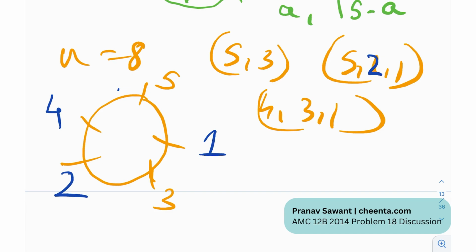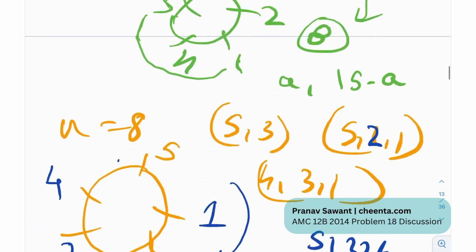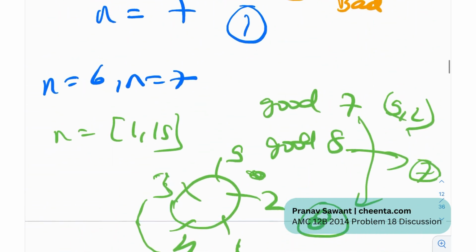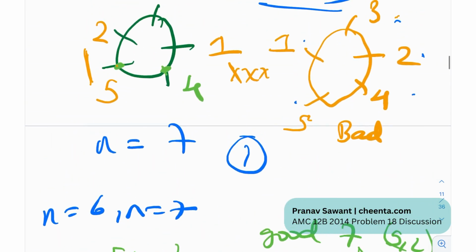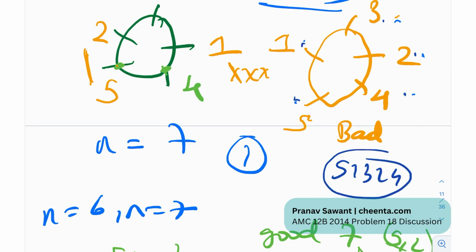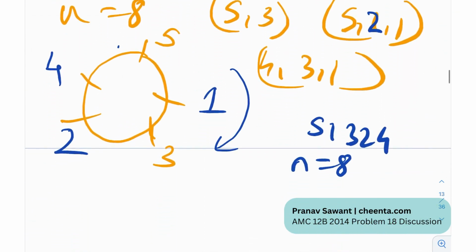Now let's analyze. 5 and 3 are separate. 5, 2 and 1 are separate. 4, 3 and 1 are also separate. But my friends, how do you check the arrangement? Just see the order. It is 5, 1, 3, 2, 4. This was for n is equal to 8. And if you see for n is equal to 7, what we had received was 5, 1, 3, 2, 4. So again, both of these are the same: 5, 1, 3, 2, 4 and 5, 1, 3, 2, 4.